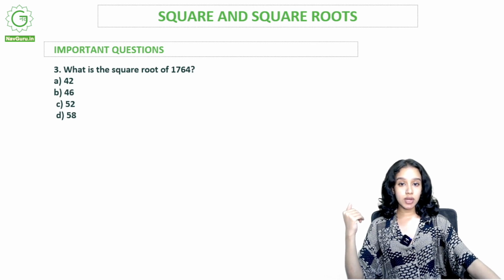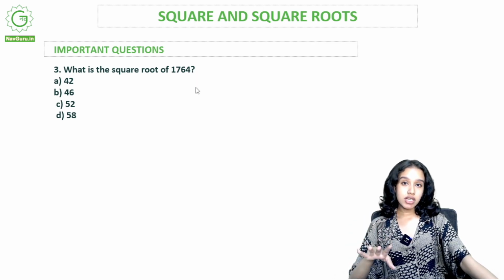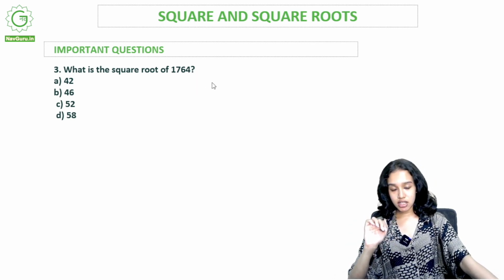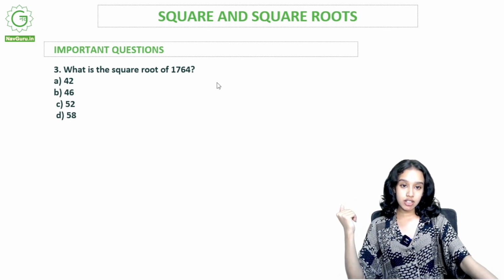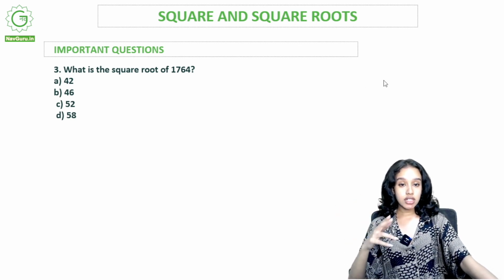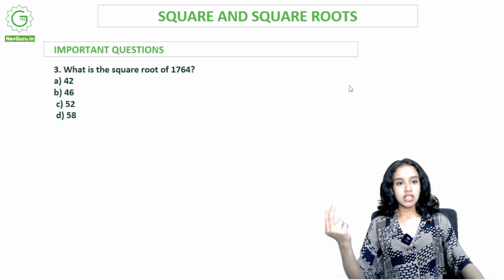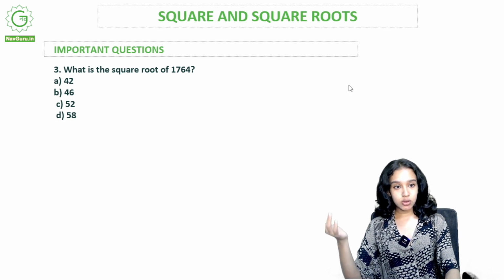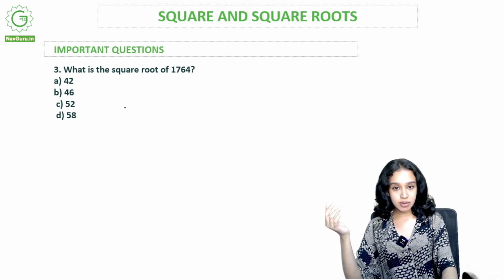Moving on to the next question. What is the square root of 1764? To find the square root we have two different methods. One is the long division method and the next one is the prime factorization method. Now let's use the prime factorization method, which is the easier one. We could do it in both ways. So let's first do the prime factorization method.